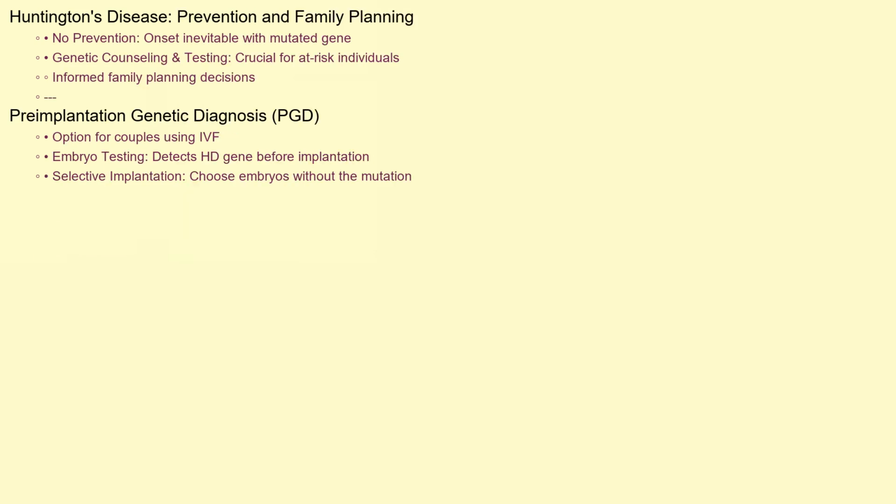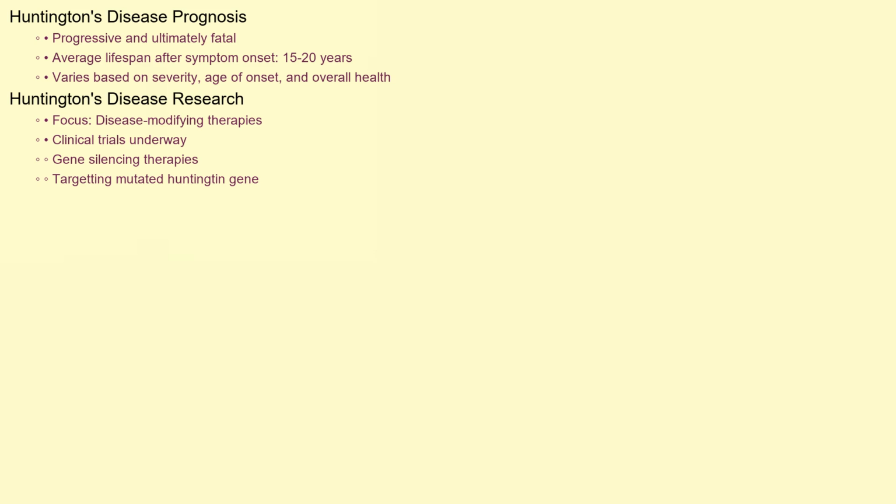As Huntington's disease is a genetic disorder, there's no way to prevent its onset in individuals who inherit the mutated gene. However, genetic counseling and testing are crucial for individuals with a family history of HD. This allows them to make informed decisions about family planning. Preimplantation genetic diagnosis, or PGD, is an option for couples undergoing in vitro fertilization. It involves testing embryos for the HD gene before implantation, allowing them to select embryos that do not carry the mutation.